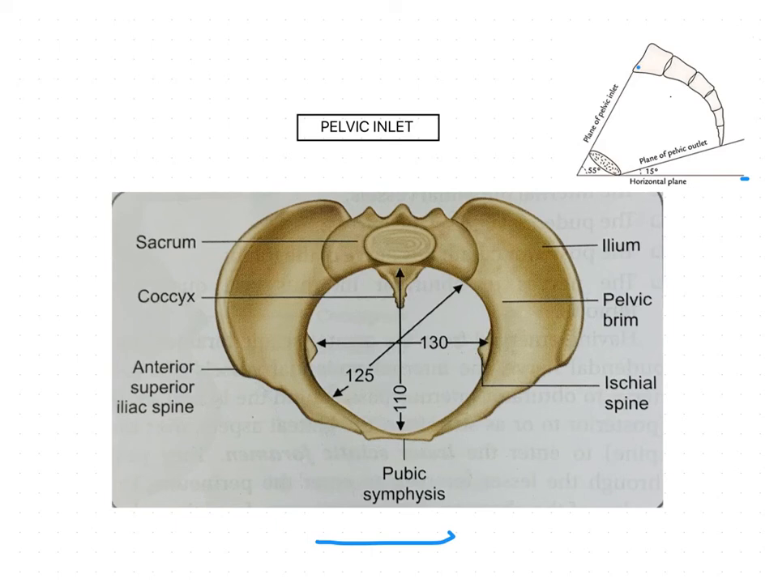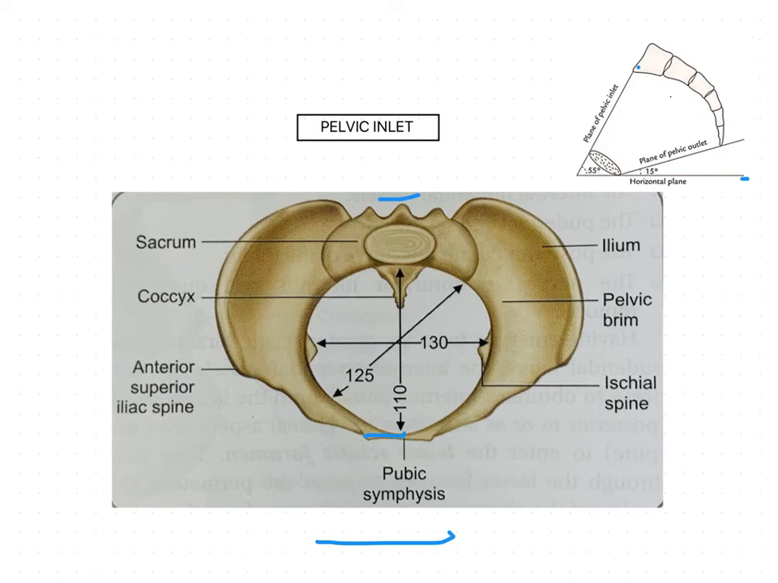We can call this one the antero-posterior view. That means we are seeing the anterior as well as the posterior part of the pelvis, to show the diameters of the pelvic inlet in millimeters. So this is the AP view. We are seeing the anterior and posterior structures. This is the pubic symphysis. Now we are going to see the diameters.